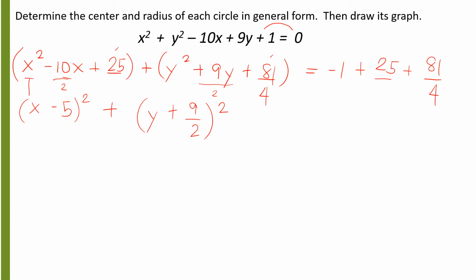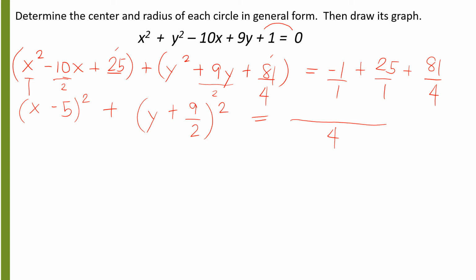If you notice, sa right-hand side may denominator na 4. That would serve as our common denominator. Ngayon, magtataka kayo or magtatanong, ano ang denominator ng negative 1? That is 1. Ano ang denominator ng 25? Also 1. Then distribute your least common denominator 4 dun sa mga denominators na nasa sa baba at imumultiply sa mga nasa sa taas ang kasagutan.